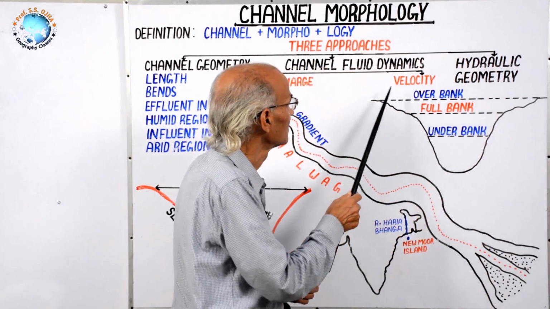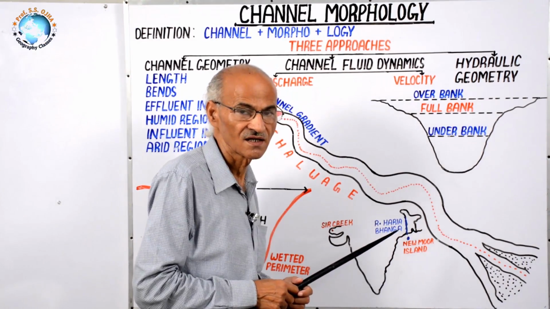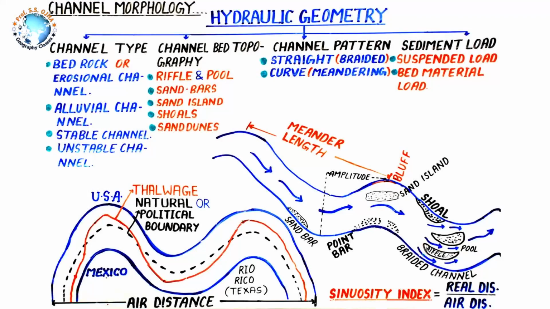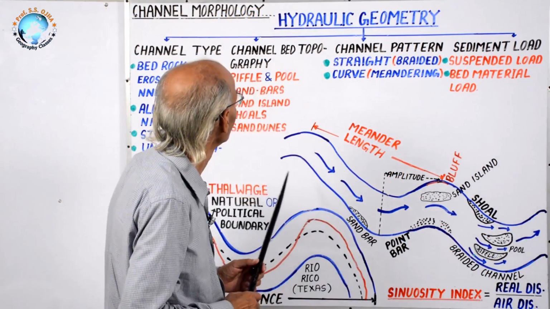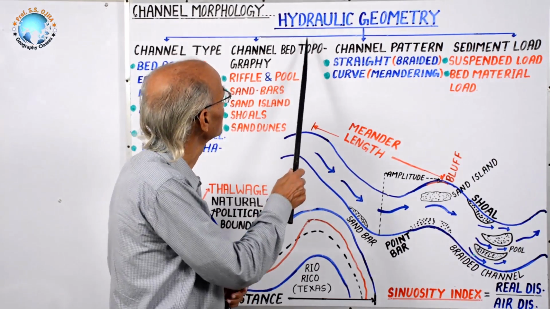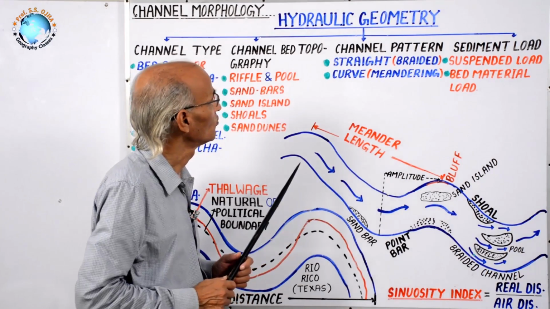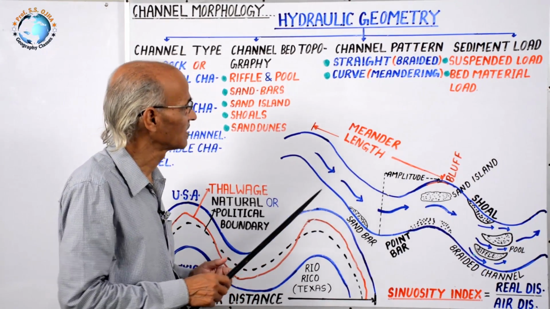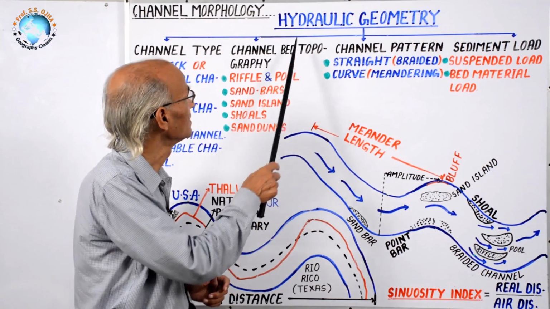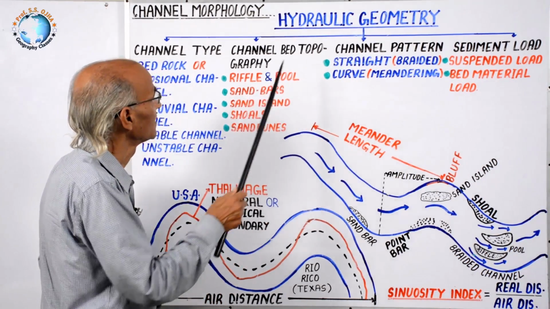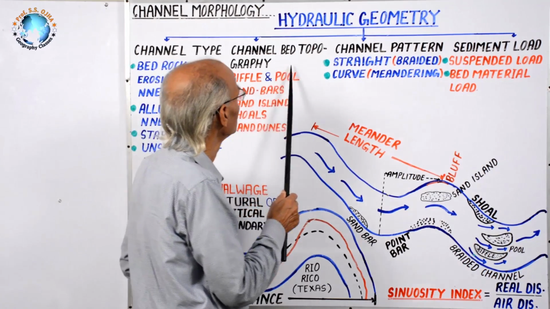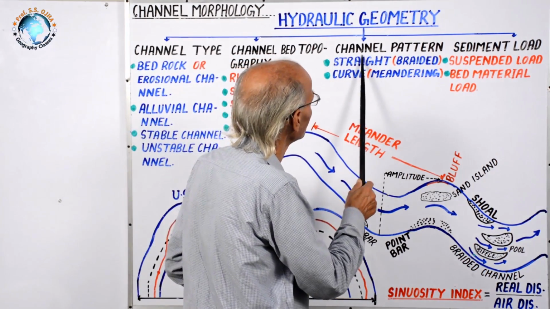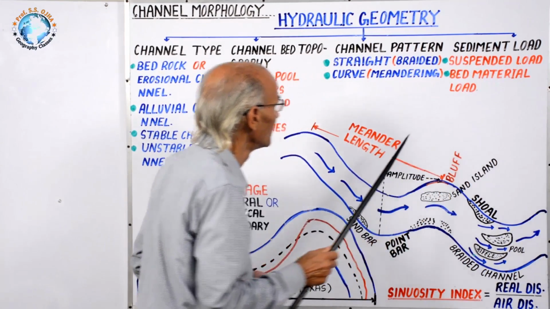If there is hydraulic activity, then certainly that will develop some landforms. In channel morphology, there were 3 aspects, and we have already studied 2 aspects. The third one is hydraulic geometry, how flowing water forms a number of shapes in a river valley. Here we will study this, and under this heading there are 4 points. One is channel type, second is channel bed topography, third is channel pattern, and fourth is sediment load.